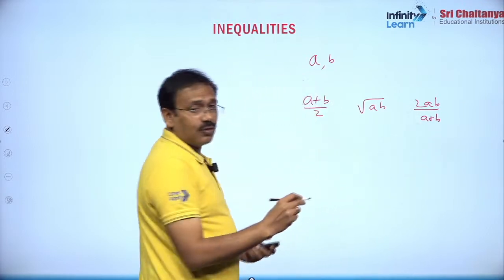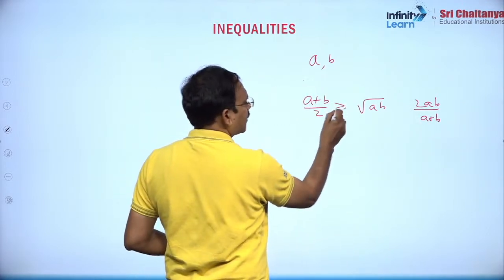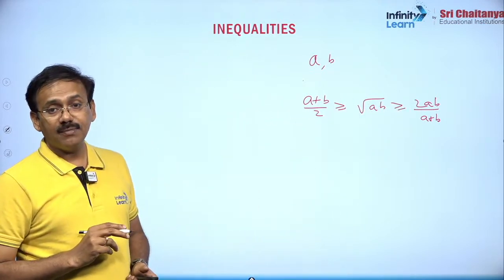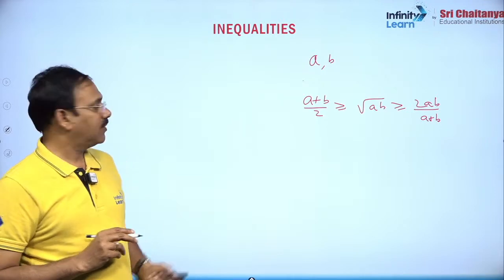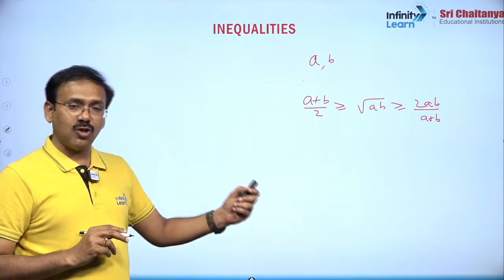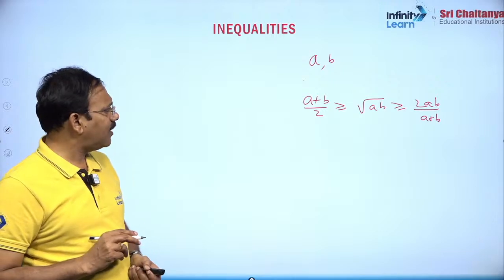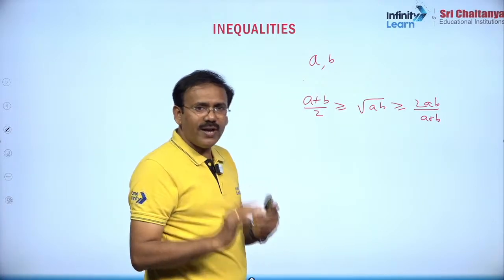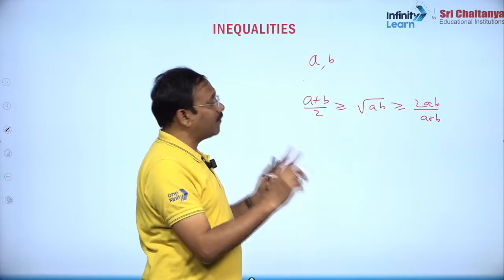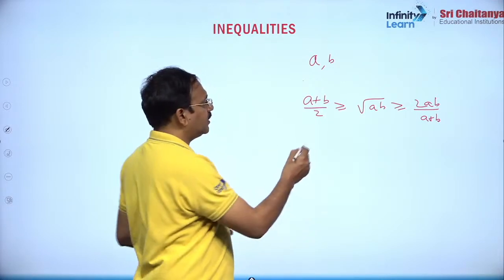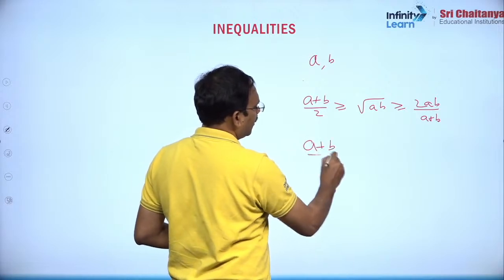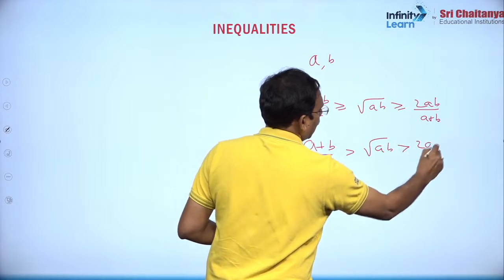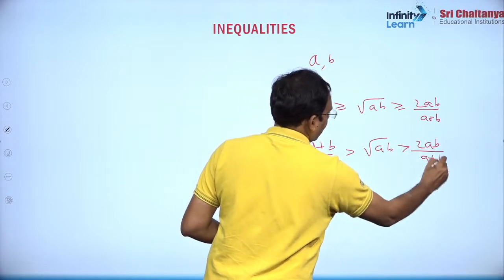Yeah. So generally a plus b is greater than or equal to root ab, which is greater than or equal to this. We call it the AM-GM-HM inequality: arithmetic mean greater than or equal to geometric mean greater than or equal to harmonic mean. And especially, my dear friends, equality holds only when the numbers are equal. If the numbers are different, definitely the arithmetic mean will be strictly greater than the geometric mean, which is strictly greater than the harmonic mean, my dear friends.